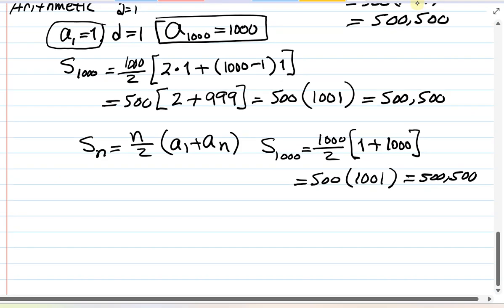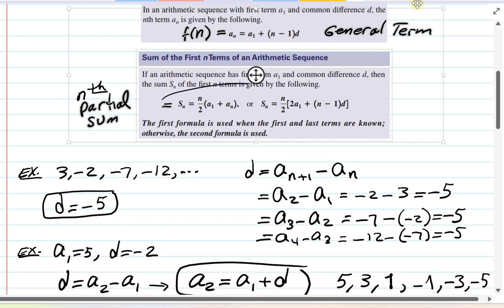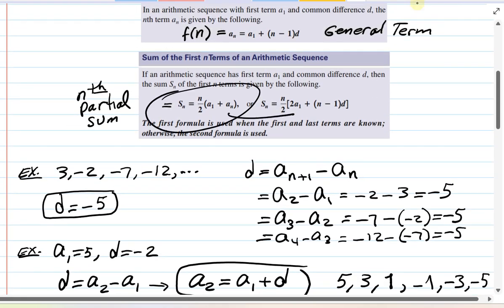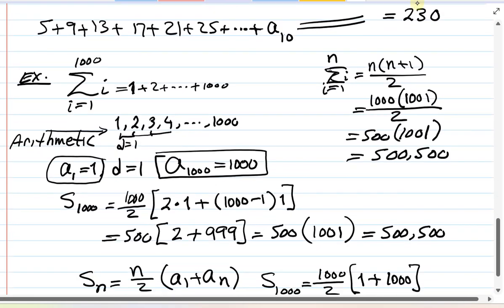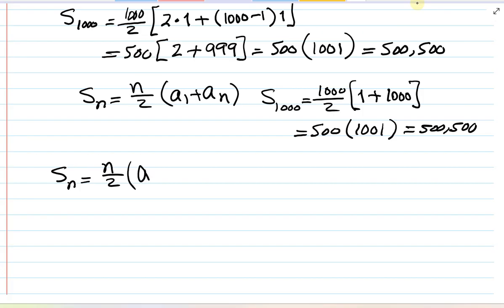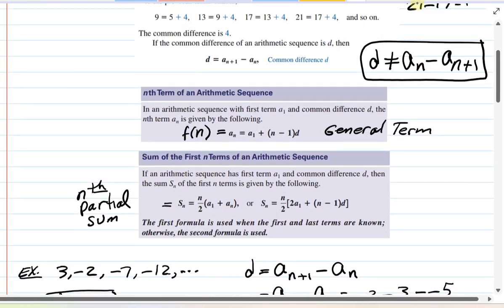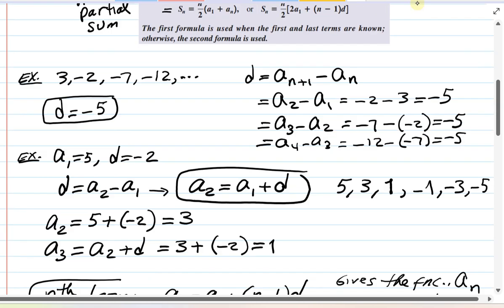Now, one last thing I want to do is show you that you can go from this form to that form very easily, and then we'll be done with this video. So the form we have is n over 2, times the sum of the first term plus the nth term. Let me go back, and there you go. First term plus last term times n over 2.